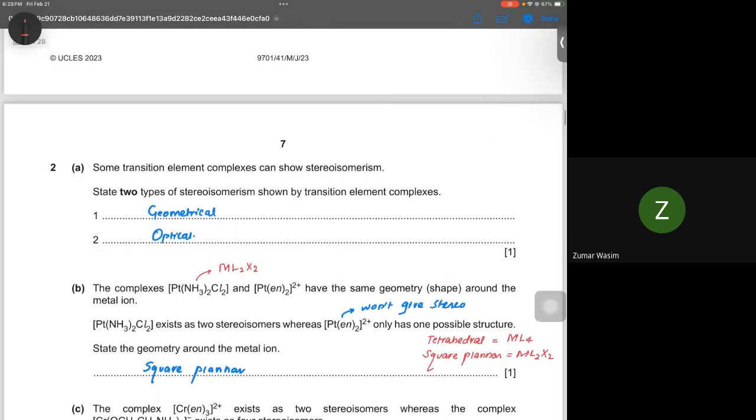Same paper 9701, paper 41, May June 2023. Question 2, part A. Some transition element complexes can show stereoisomerism. State two types of stereoisomerism shown by transition element complexes.